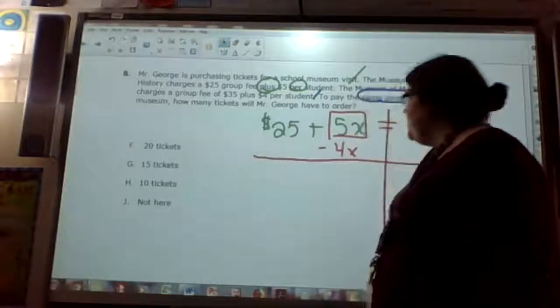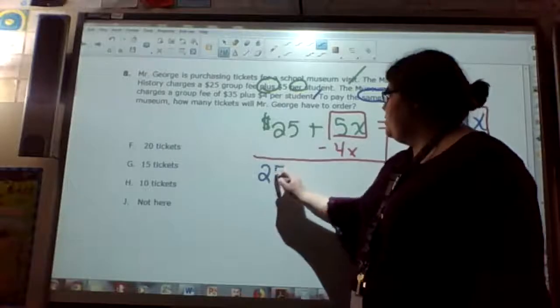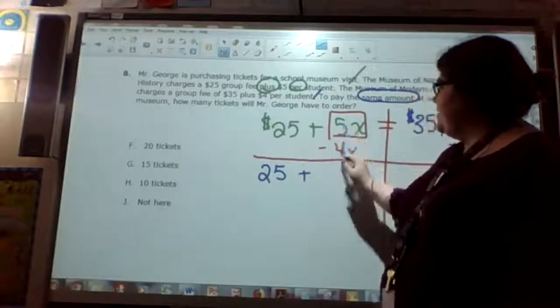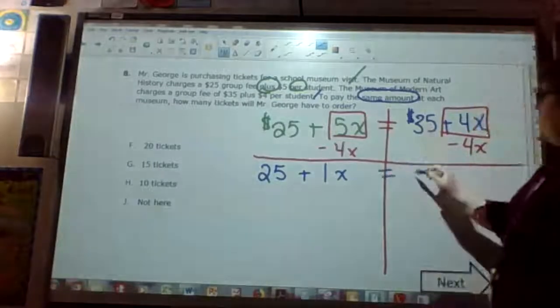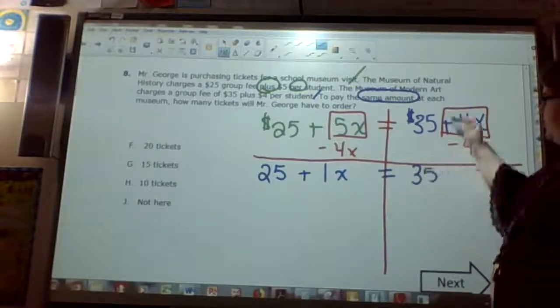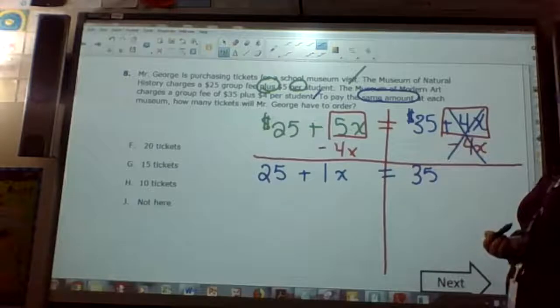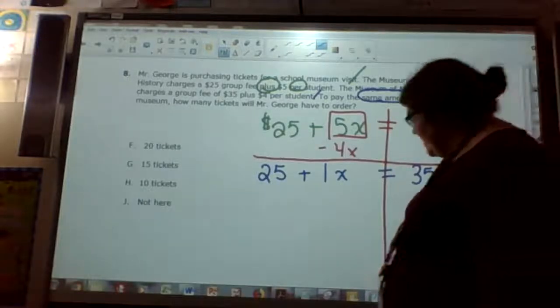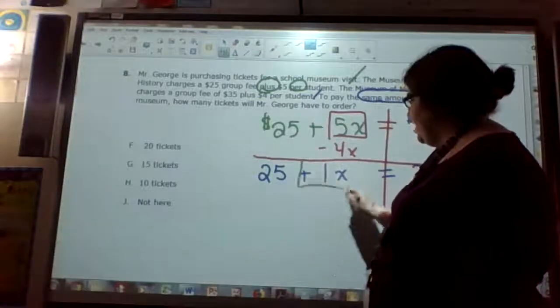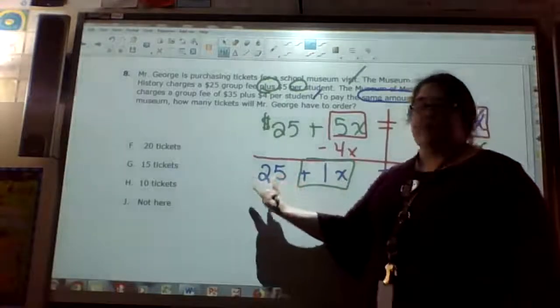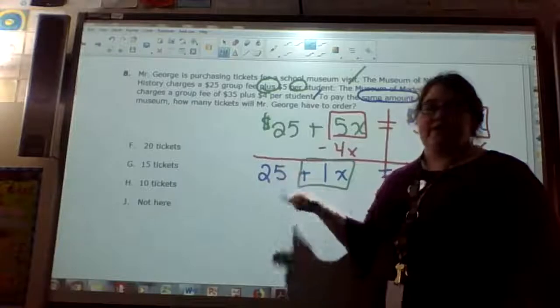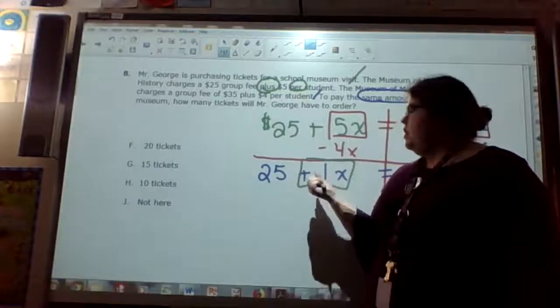So right now I'm left with 25. Well, 5 minus 4 is 1 X, 35. But the 4s are gone. I'm still looking for X, so I'm just going to box my variable. But I can't do anything to it unless the 25 is gone. I have to get rid of the 25. I have to have the box by itself.